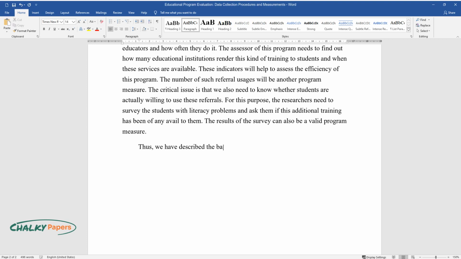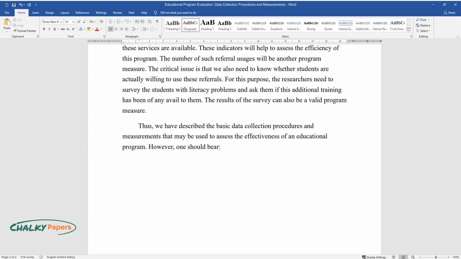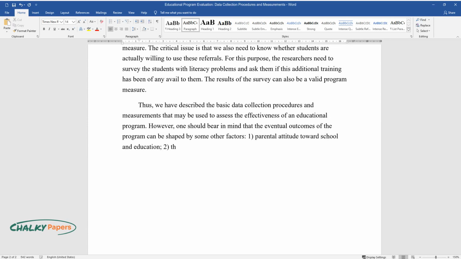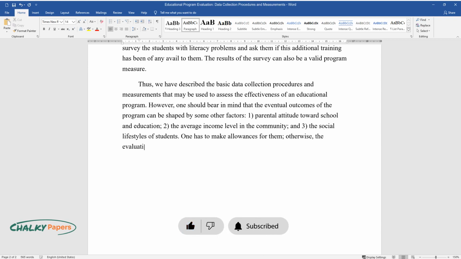Thus, we have described the basic data collection procedures and measurements that may be used to assess the effectiveness of an educational program. However, one should bear in mind that the eventual outcomes of the program can be shaped by some other factors. 1. Parental attitude towards school and education. 2. The average income level in the community. And 3. The social lifestyles of students. One has to make allowances for them, otherwise, the evaluation can be biased.